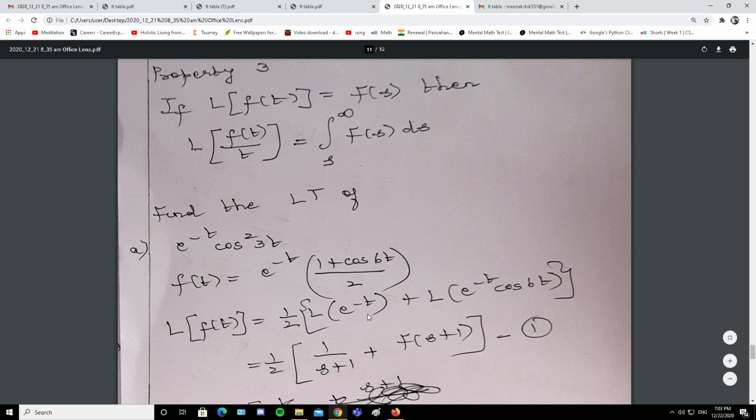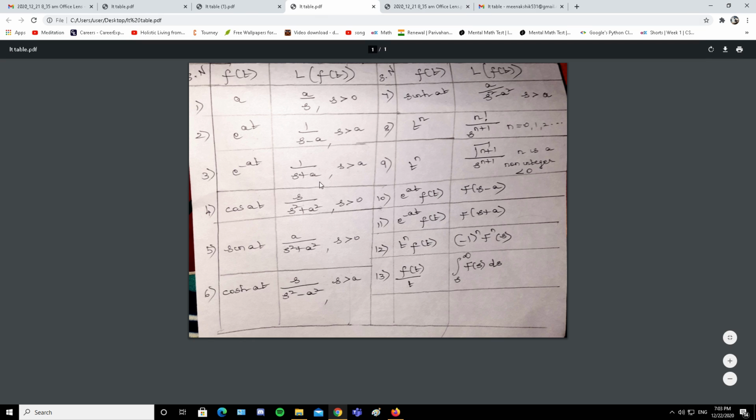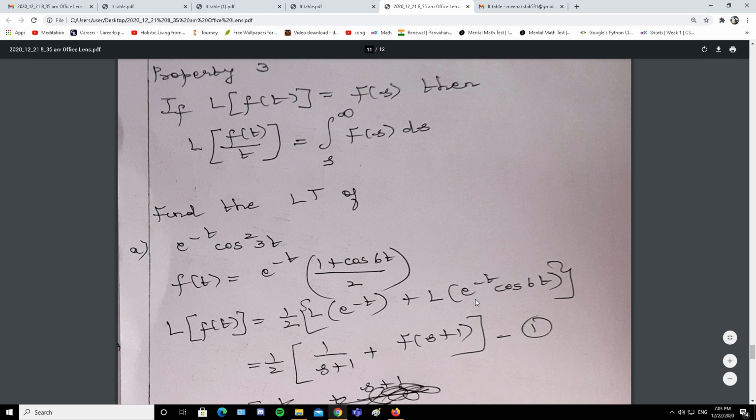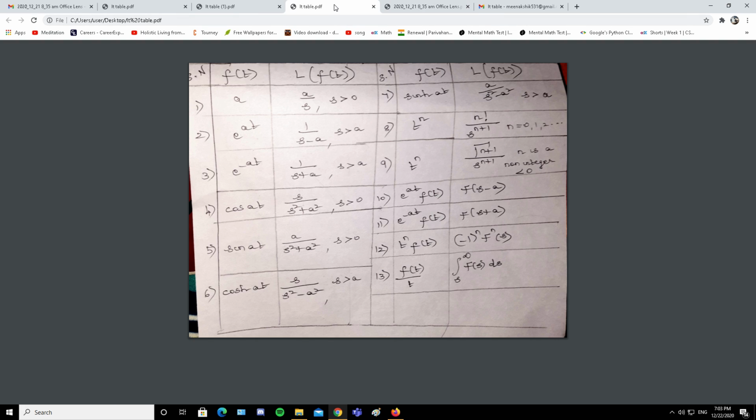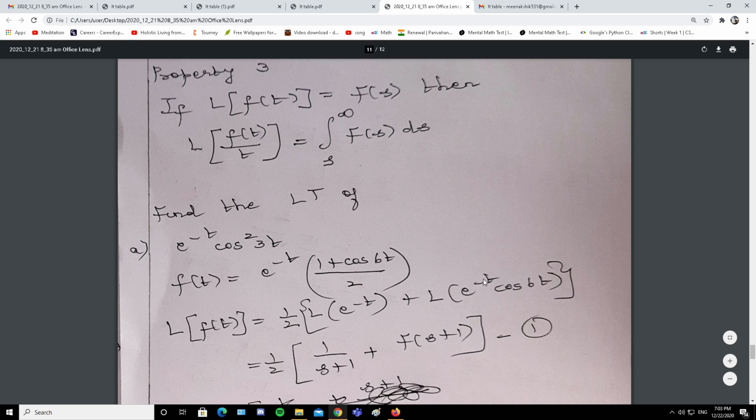So what is Laplace of e power minus t? It is a standard function. So it is 1 by s plus 1. A is 1, so it is 1 by s plus 1. And here you have Laplace of e power minus t cos 6t. So shifting property. What is Laplace of e power minus a t f of t? F of s plus a. So what is a here? The coefficient of t in the exponential term is 1. So it is f of s plus 1.